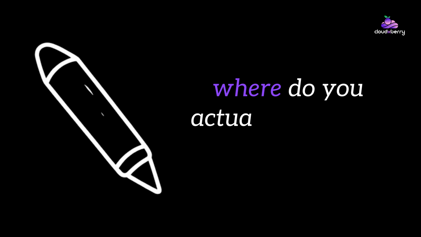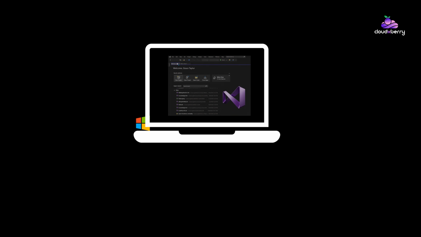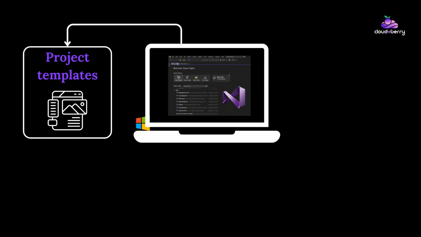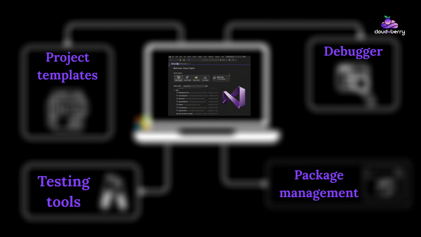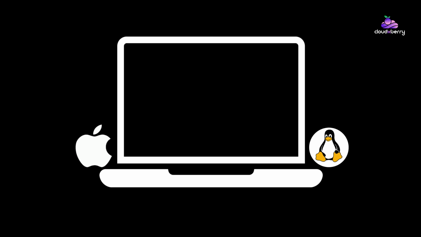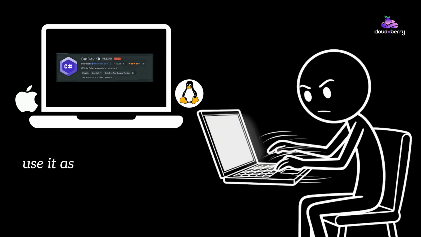So where do you actually write all this code? Most people on Windows use full Visual Studio. It's a complete IDE with everything built in. You get project templates, a debugger, testing tools, package management, all in one place. If you want something lighter, or you're on Mac or Linux, VS Code with C# Dev Kit and related extensions is a solid option, and a lot of developers use it as their main editor.